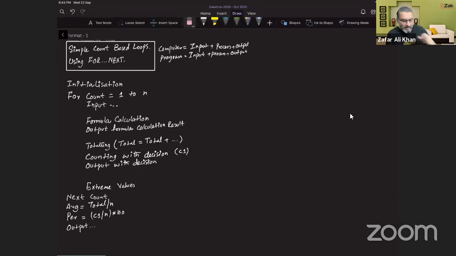Okay. Now I have had enough discussion of this format. Now let's move on to questions, and first let's practice identifying these questions. How do we identify if a question belongs to simple for next, meaning count-based for next, which is basically simple, meaning it has a number in it that we have to repeat for that number of times.